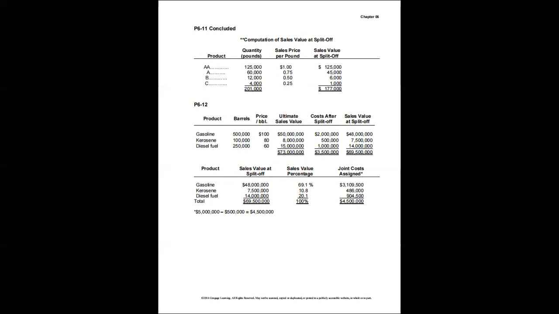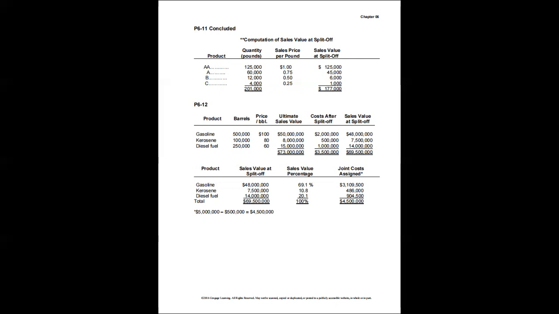So we have now the products. We have three products, gasoline, kerosene and diesel oil. We have the barrels. Then we have the price per barrel. We have the ultimate sales value. Then we have the cost after split off given at 2,500,000 and 1,000,000. So we now get the sales value at split off.